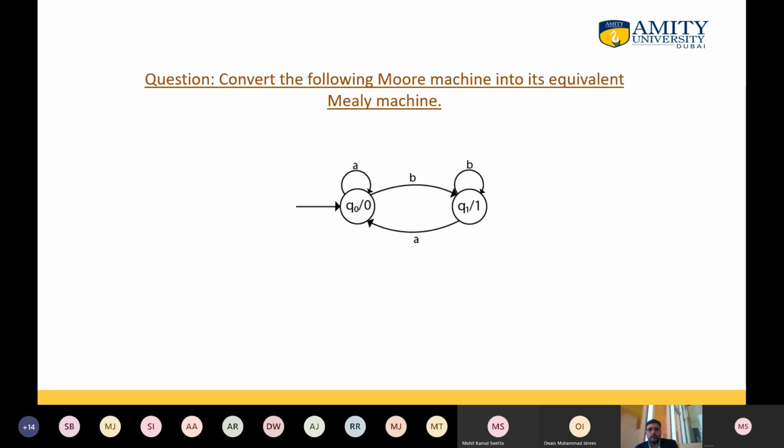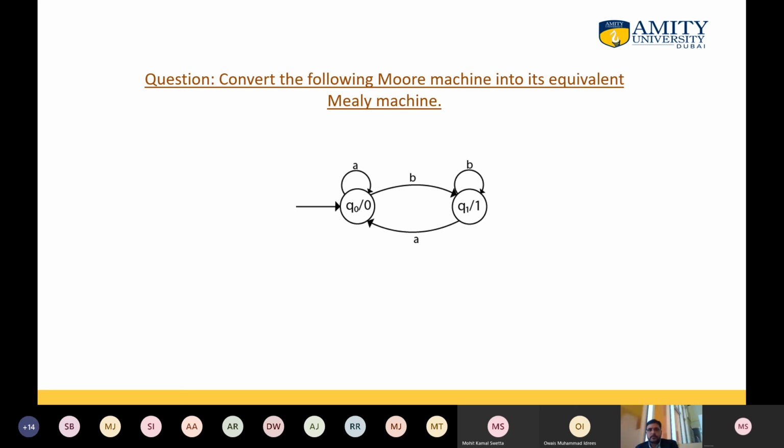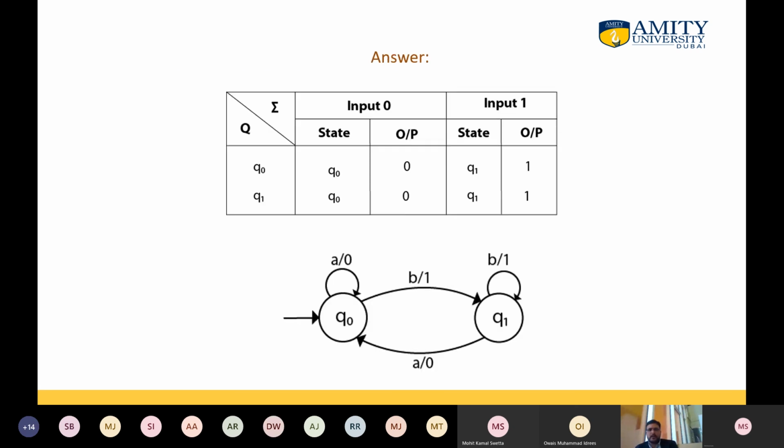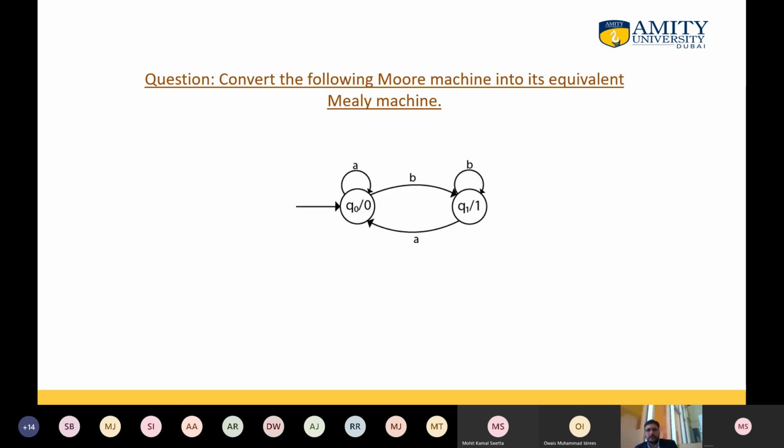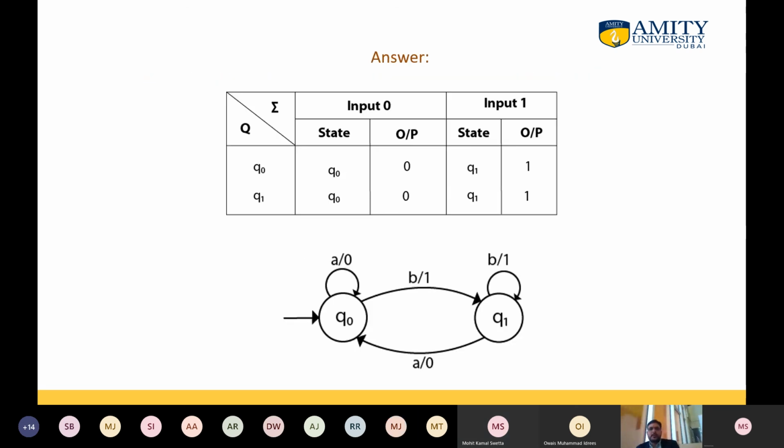With Q0, what was the respective output? 0. And with Q1, the respective output was 1. You have two inputs, 0 and 1. Here we have written 0 and 1, but actually here A and B are there, no? So consider here input 0 is equivalent to A and input 1 is equivalent to B. Okay, this you consider.